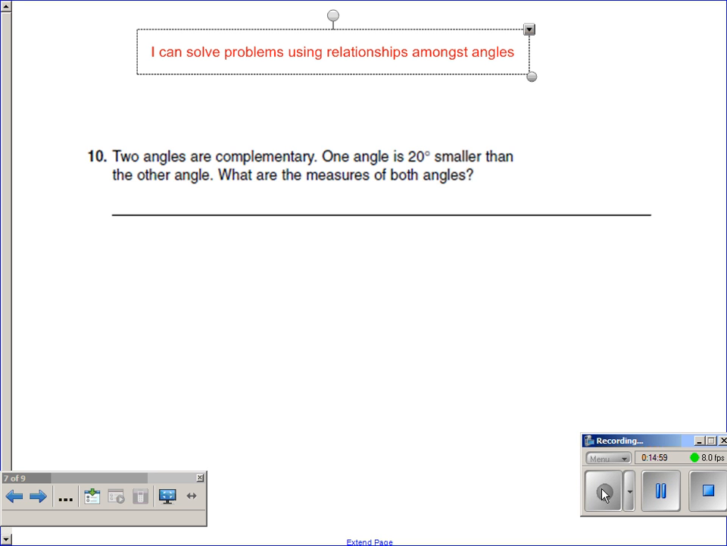Okay. So I got 65 and 25. 65 plus 25 is equivalent to 90. However, 65 subtract 20 is not 25. Does that make sense? I agree. Everybody agree these are complementary angles, but that doesn't quite fit the requirement of being 20 degrees smaller. Okay?